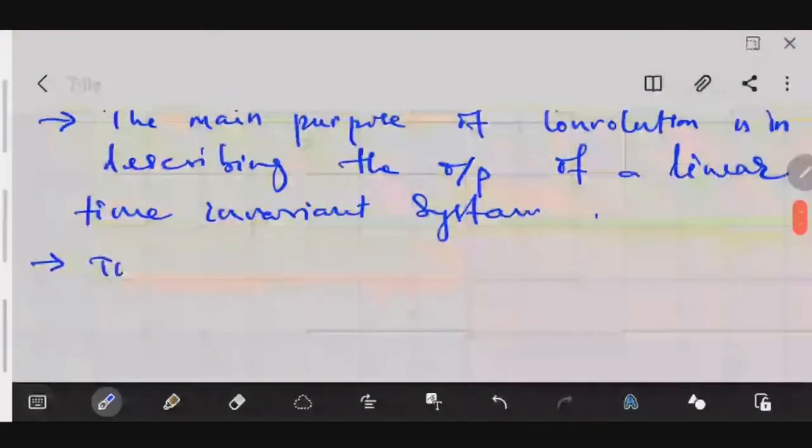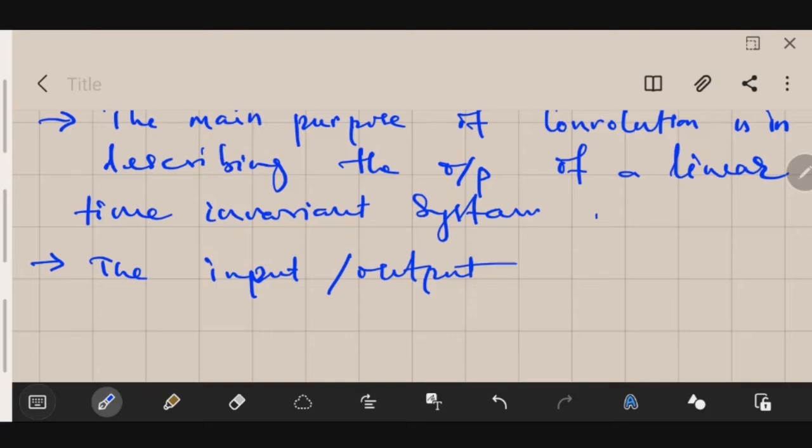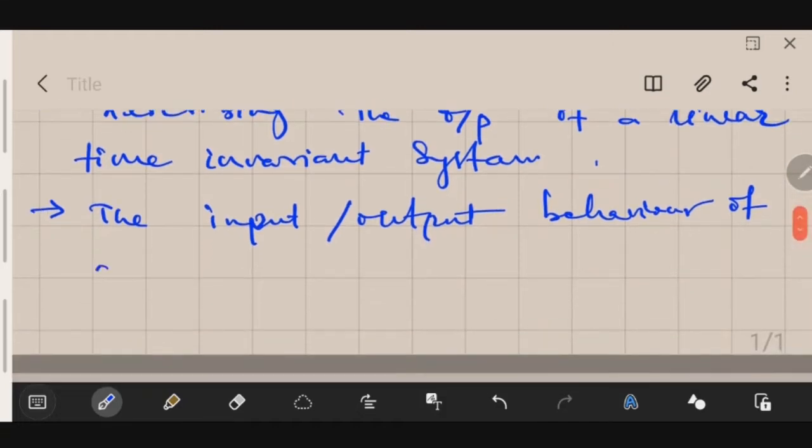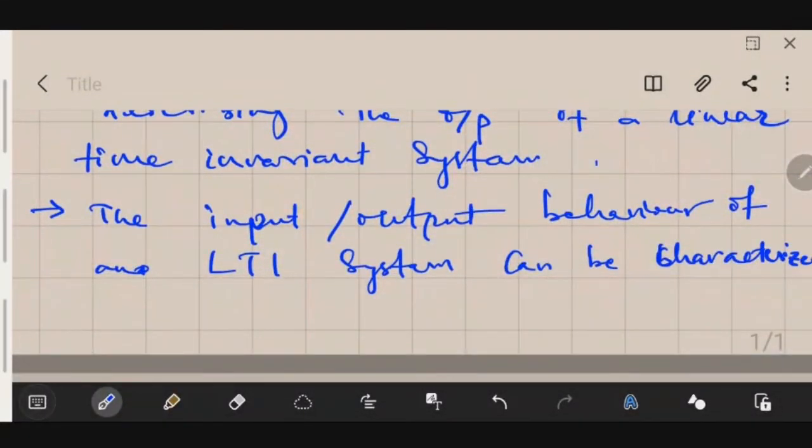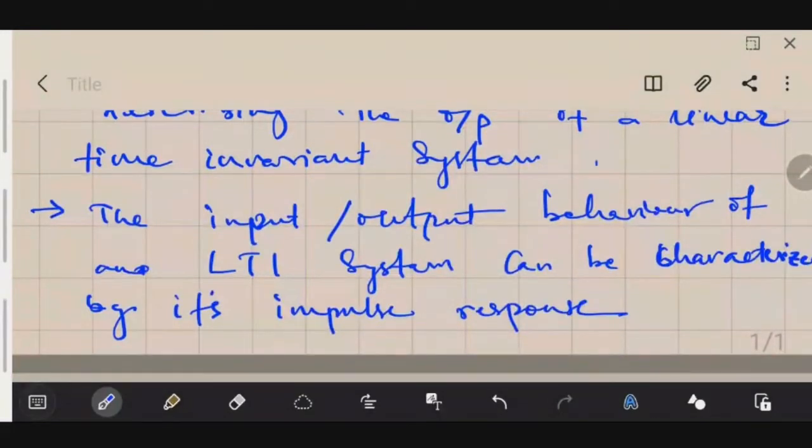So the input/output behavior of an LTI, linear time invariant, in short LTI system, can be characterized by its impulse response. Obviously, impulse response is response to impulses.